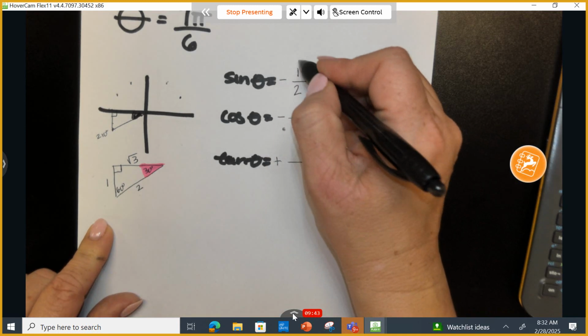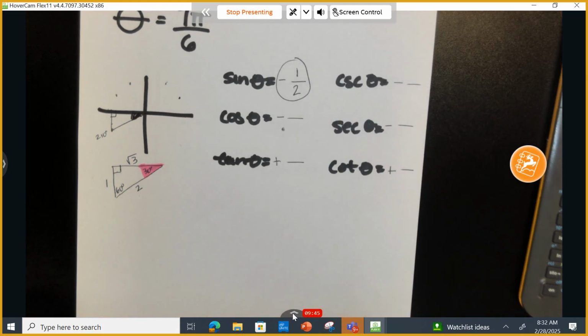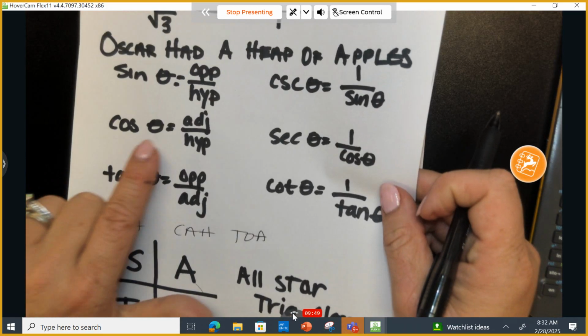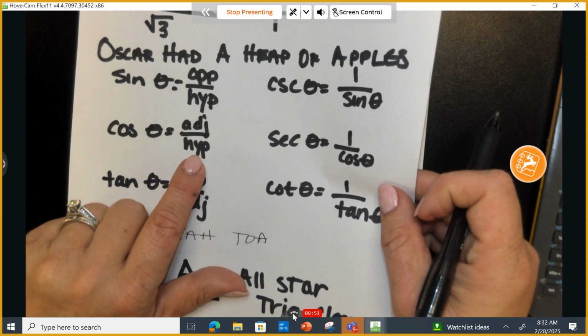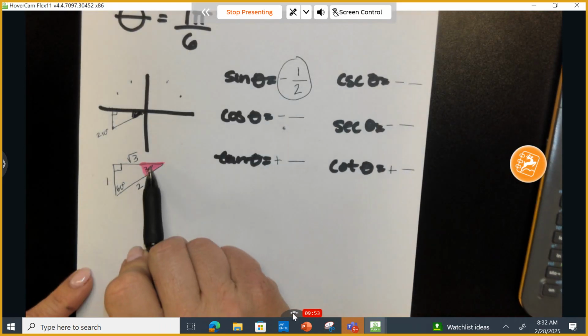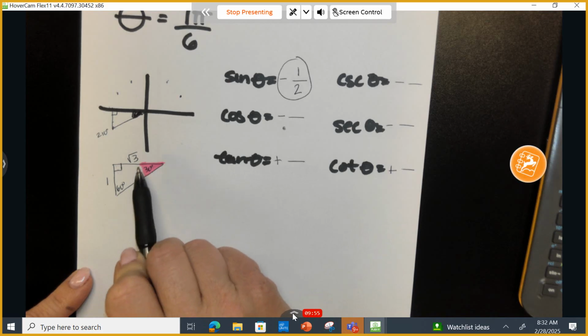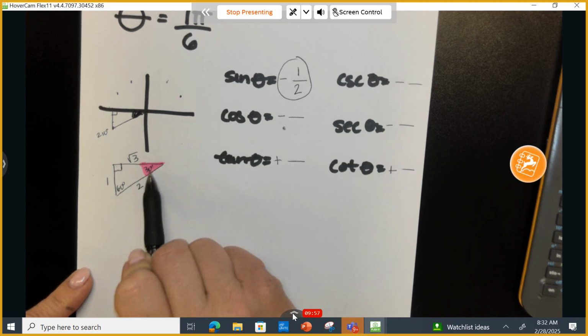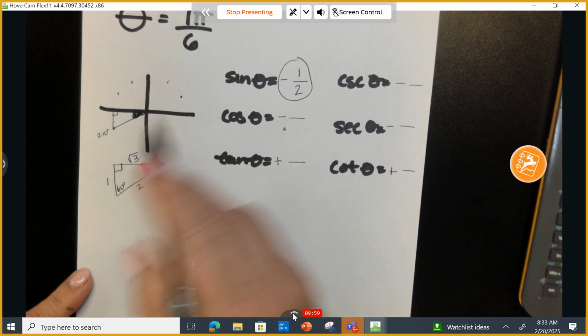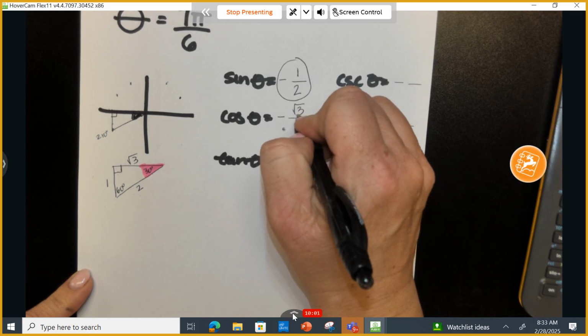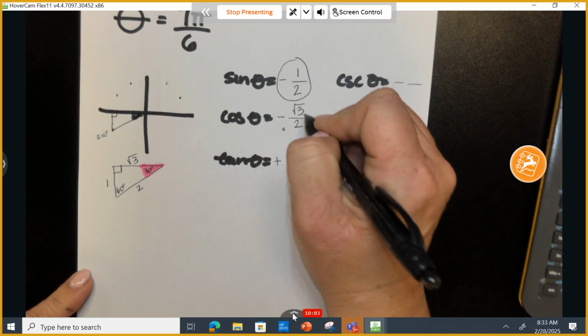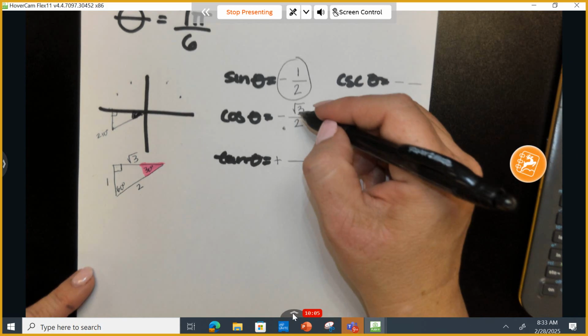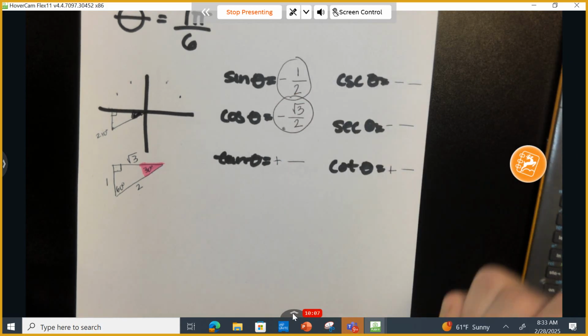Notice that there's no square root in the denominator. I'm confident in that final answer. Cosine is adjacent over hypotenuse. Well, adjacent means that one of the two sides help create it, but hypotenuse can never be the adjacent side, so that leaves me with the square root of 3 over the hypotenuse 2. Again, I'm not left with a square root in the denominator. I like this answer.